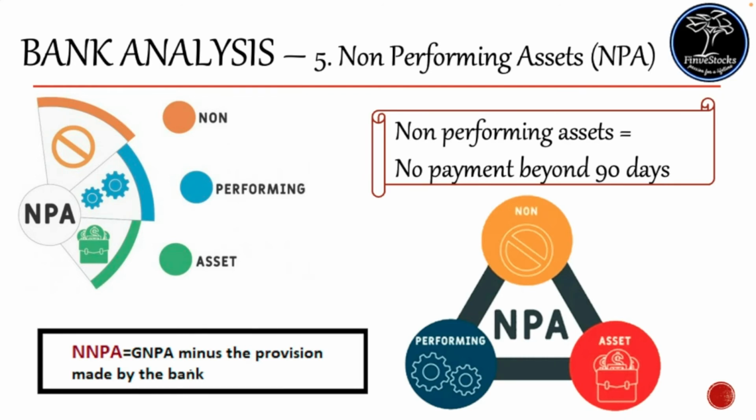First one is gross NPA, second one is net NPA, and the third one is provisions. So let's see each one by one. For understanding these three terms, let's see an example.